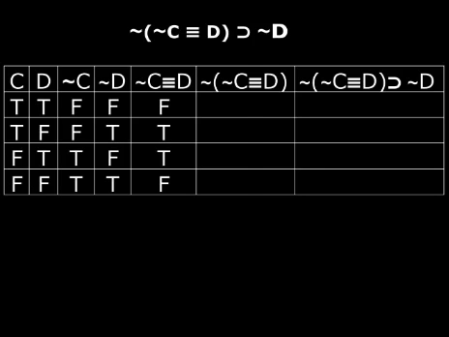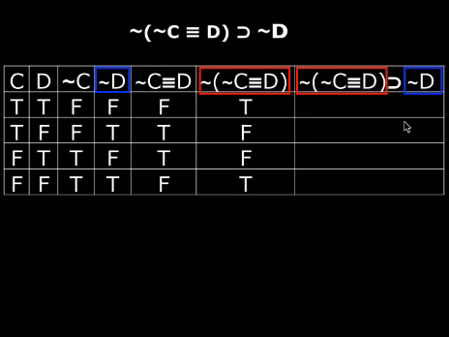Now, the negation of not C if and only if D is easy. That's just the opposite of the input. So instead of false, true, true, false, it's true, false, false, true. Now, let's do the final conditional. What I've done here is I've marked off and indicated with a red square the antecedent of the conditional and with a blue square the consequent of the conditional. So here's the antecedent, here's the consequent, and then I've indicated where those components are on the truth table. The antecedent is here, the consequent is there.